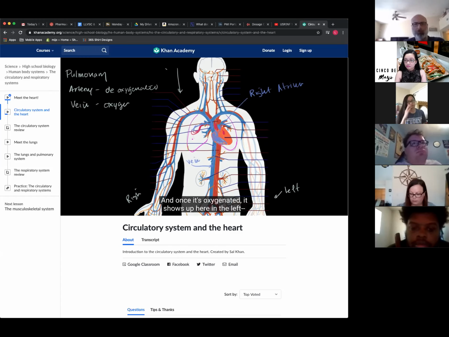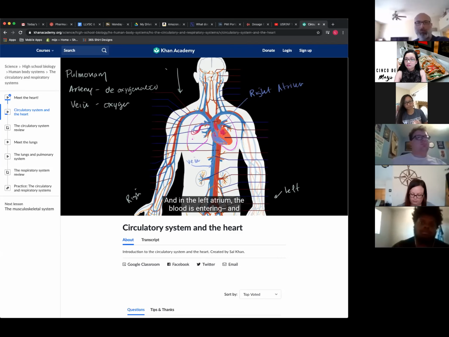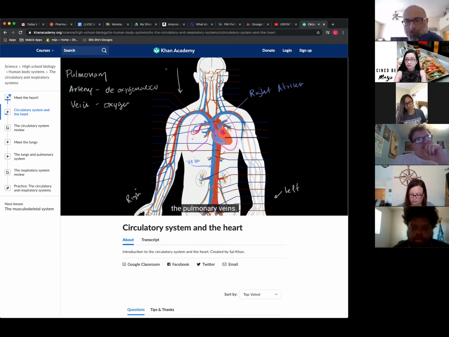Then it gets oxygenated. And now it's a pulmonary vein. And once it's oxygenated, it shows up here in the left. Let me do a better color like that. It shows up right here in the left atrium. Atrium, you can imagine it's kind of a room with a skylight, or that's open to the outside. And in both of these cases, things are entering from above, not sunlight, but blood is entering from above. And on the right atrium, the blood is entering from above. And in the left atrium, the blood is entering, and remember, the left atrium is on the right-hand side from our point of view. On the left atrium, the blood is entering from above, from the lungs, from the pulmonary veins. Veins go to the heart.